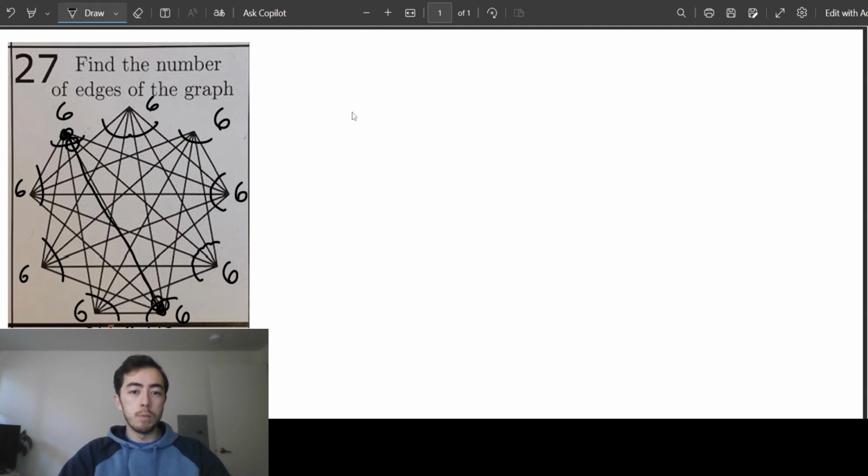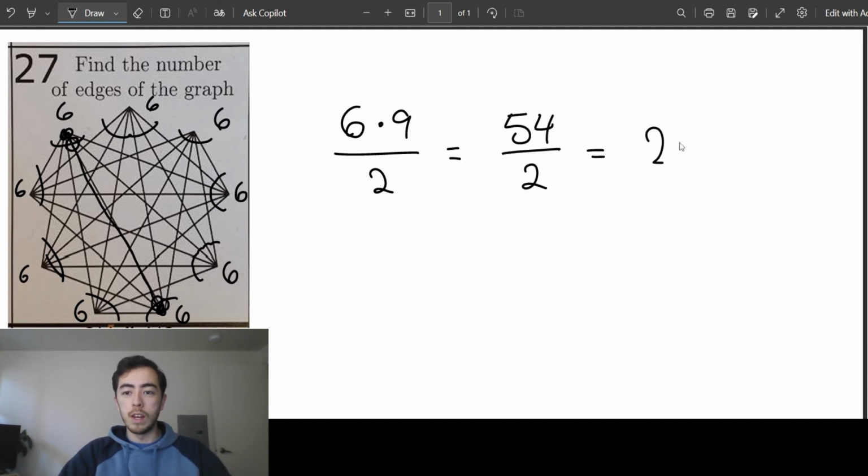So that naive approach of just doing 6 times, and I think 9, because there are 9 vertices in the diagram, won't actually give us our answer because every single edge has been counted twice. However, if we just divide by 2, now we're actually going to get the number of edges on this graph. That's just going to be 54 divided by 2, which is the same thing as 27, and that's today's date.